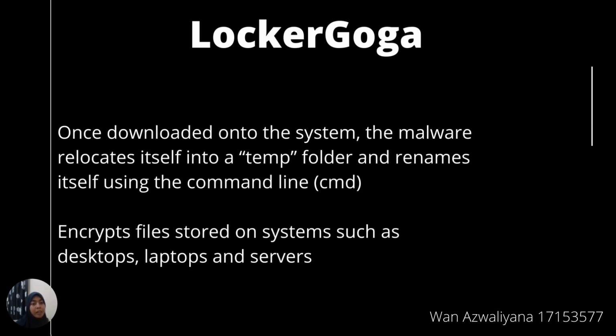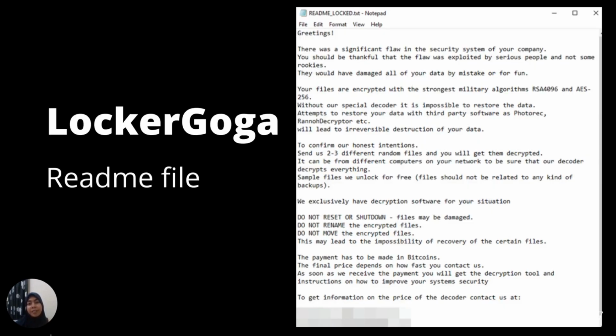Then, it will encrypt files stored on systems such as desktops, laptops, and also servers. After it has finished encrypting the files, it will create a README file. Through this README file, they ask for payment and it has to be made in Bitcoin. And for clarification, the victim can send two files to be decrypted by the hacker.